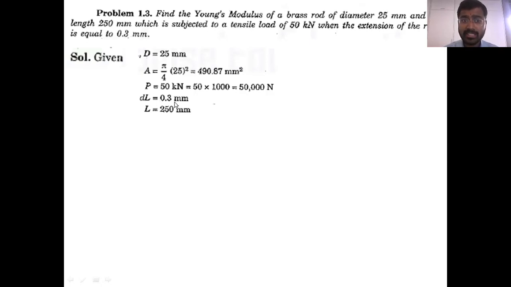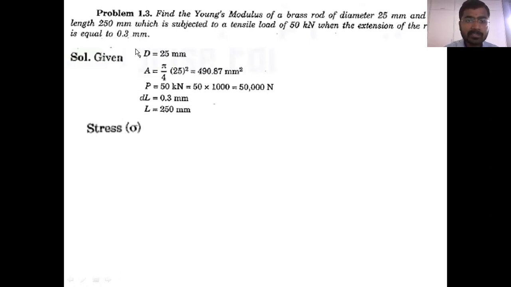Delta L, here he has given it as the change in length, the extension of the rod. The extension of the rod is equal to 0.3 mm. So the extension of the rod is nothing but the change in its length, equal to 0.3 mm. And the length of the rod we have as 250 mm. What you have to find out is our Young's modulus.